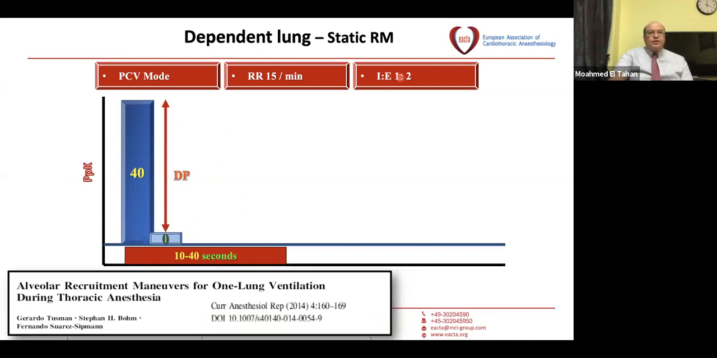Alveolar recruitment strategy. We have 2 types of recruitment. Static recruitment: you have to shift to pressure control mode if you are not using it. Frequency of 15, I:E ratio 1 to 2, and 0 PEEP, and keep the peak pressure at 40 for 10 to 40 seconds. It's called static recruitment. It can be used for one-lung ventilation as well as for two-lung ventilation for general anesthesia.